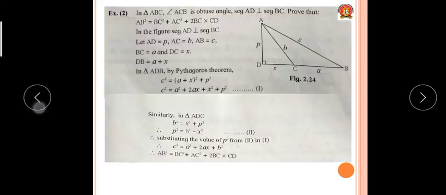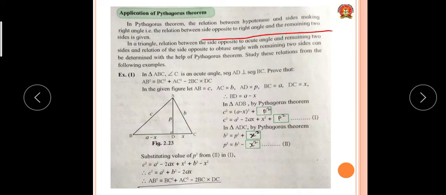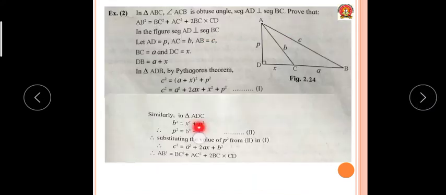So students, today I explained this concept: application of Pythagoras theorem for the acute angle triangle, application of Pythagoras theorem for the obtuse angle triangle, and by using the acute and obtuse angle triangle equations, we proved the Apollonius theorem. On this basis tomorrow we will see the exercise. So all these theorems you have to note down in your notebook.